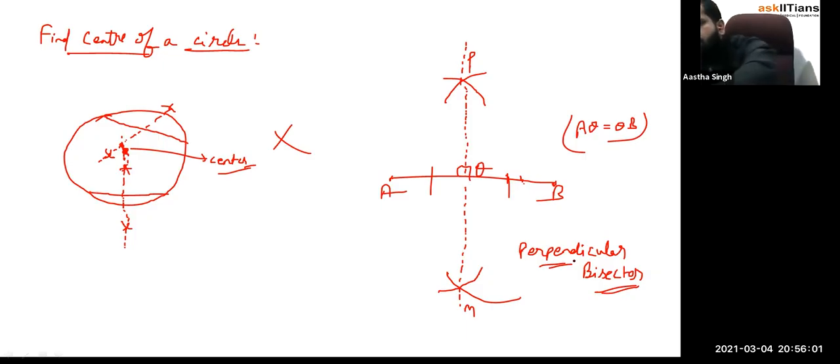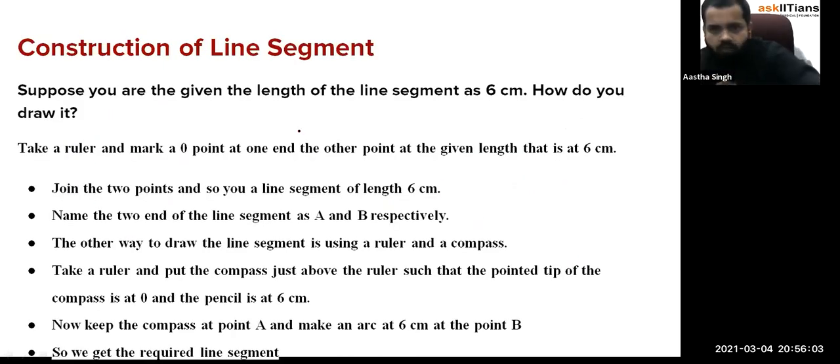This is how we find the perpendicular bisector. We'll study it later on. So yeah, our syllabus: construction of a line segment. Suppose you are given a line segment of 6 centimeters, and you have to construct it. How will you do it? How will you draw it? Here are the steps.